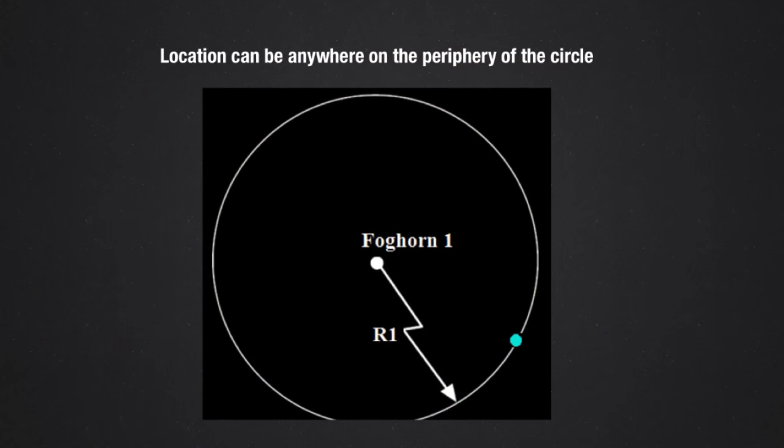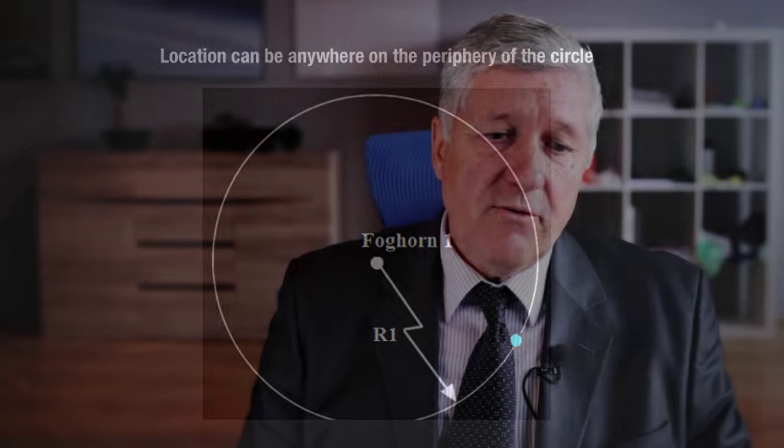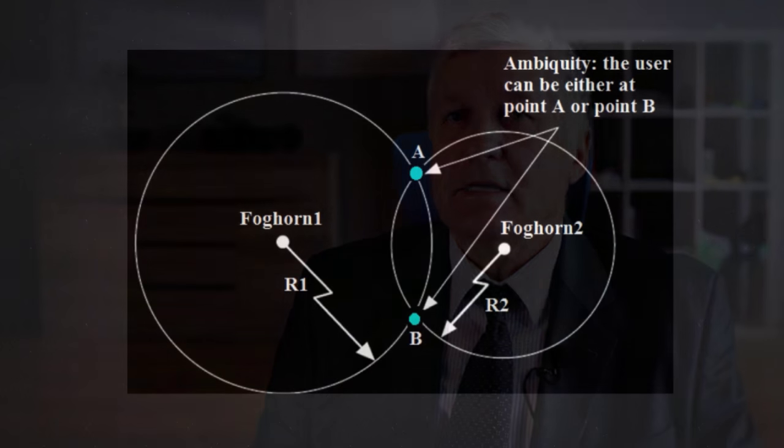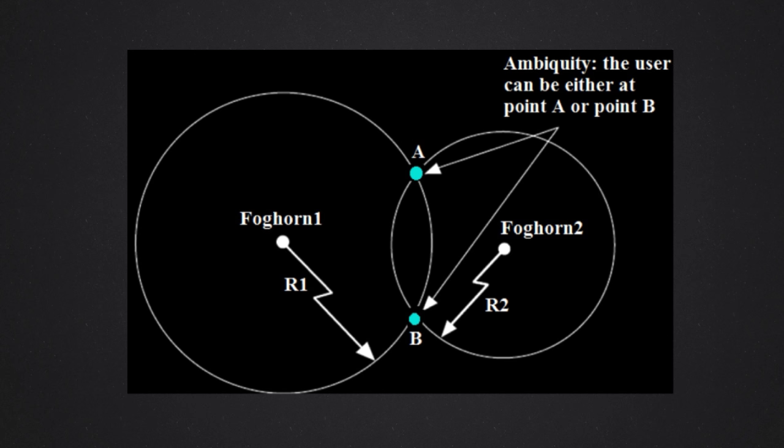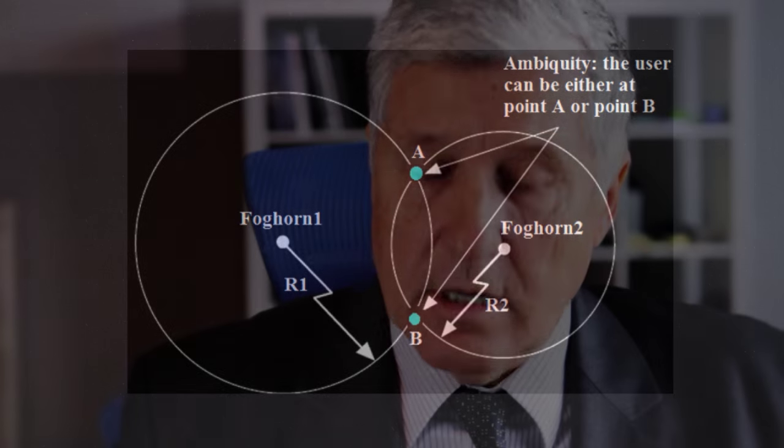We are on a circle with a radius equal to the measured distance. That means that we cannot determine exactly our position. If we use two sources, we can determine in the same manner two circles, and the intersection of both circles determines two points. But in this manner, measuring our coordinates, we have ambiguity. We could be either at point A or point B.